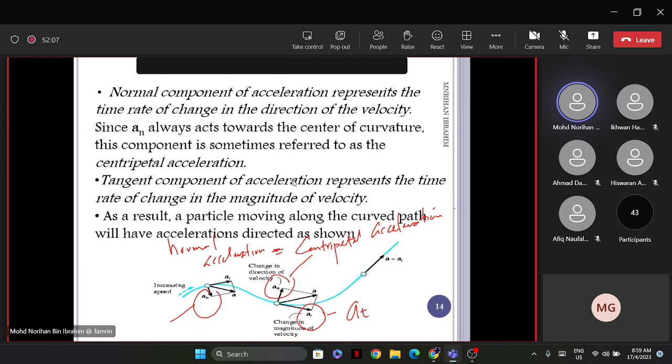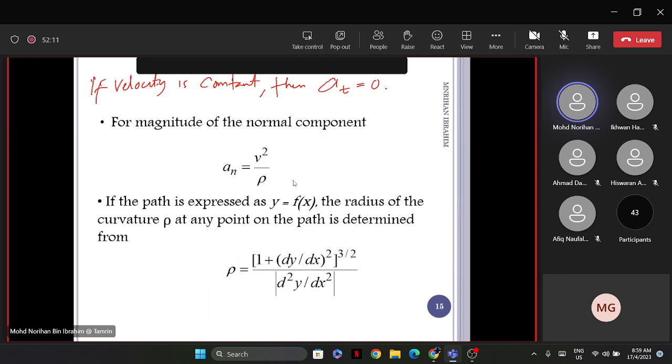This one is for the tangent component of acceleration, but normal component of acceleration dia ada nilai dia lah. And AN is equal to V square divided by rho, kan. Normally the velocity is given. So let's say they tell you in the statement that a vehicle is moving at a speed of 20 meters per second.